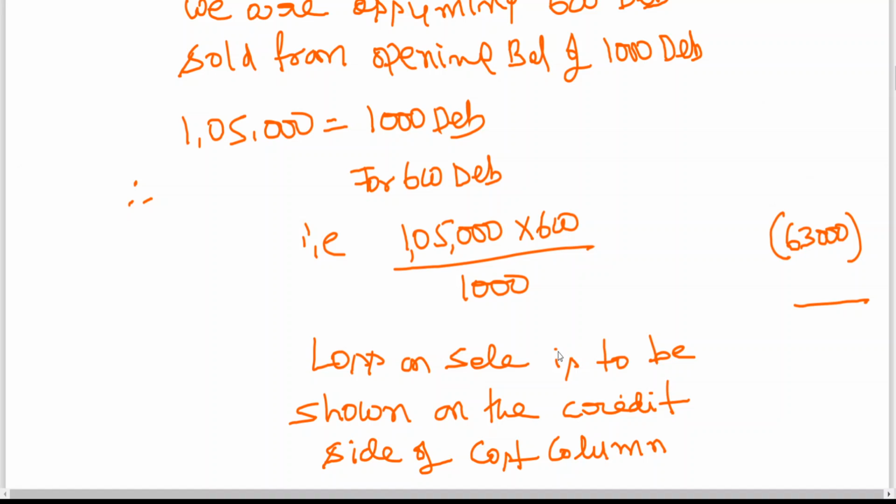So we have enough time. It's a simple chapter, and I think I am giving detailed information. Loss on sale is to be shown on the credit side. What is the loss on sale?